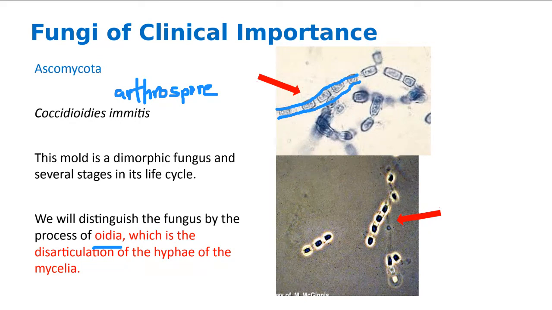So if I saw this, I'd say, oh my God, I've got oidia occurring. It's going to be one of the few organisms, and if I have a little bit more background, I might be able to tell you what the organism is without doing any other work. Okay? So what's oidia again? The process of it separating? Oidia is the process of the separation of the individual cells in the mycelia.